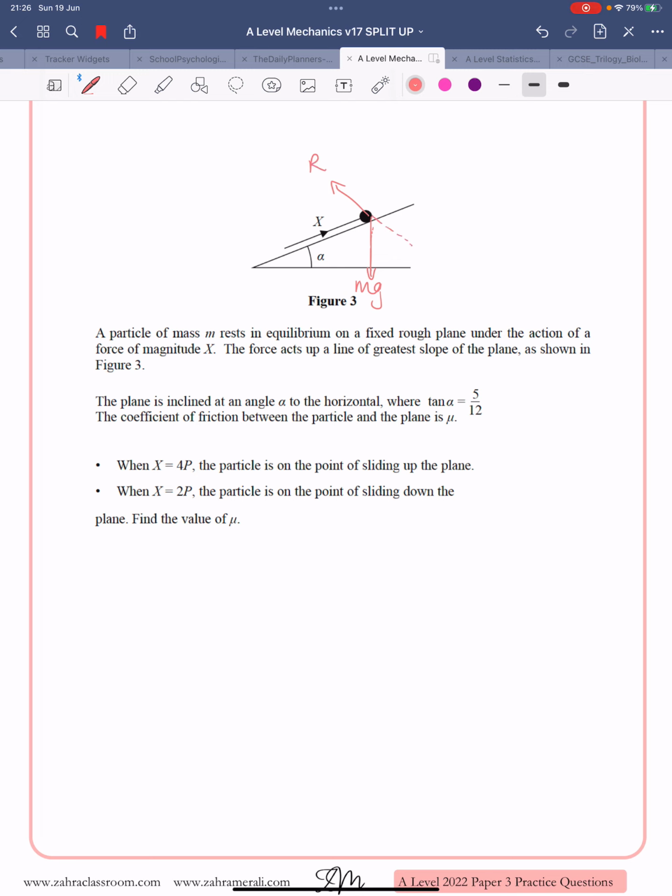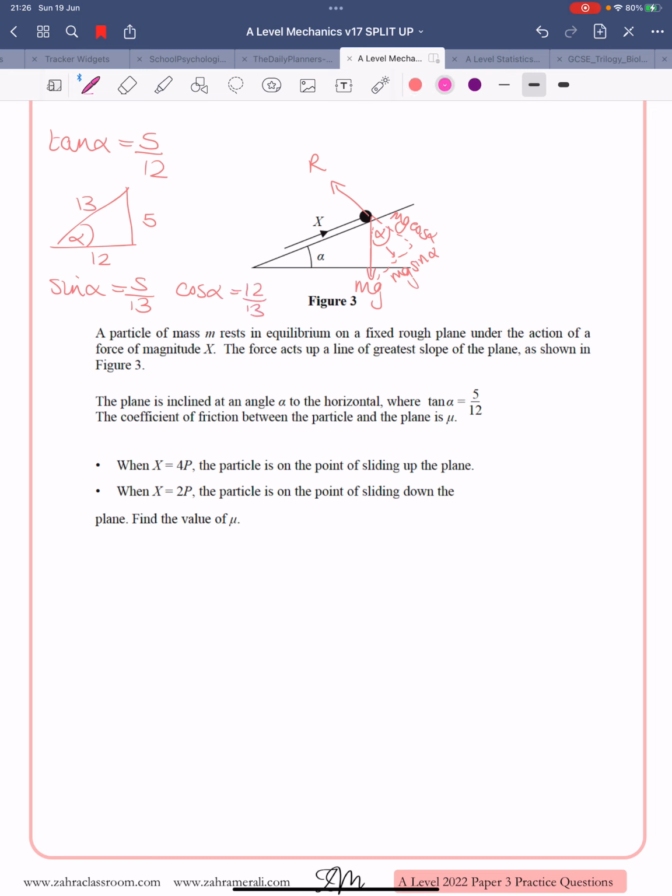That mg we can resolve, so if that's alpha, we'll have mg sin alpha, because this is opposite, and mg cos alpha. Also, you're always going to get sine down the slope. So down slope is sine. We're told tan alpha is 5/12. So if I draw my triangle, that's my opposite and my adjacent. So sin alpha will be 5/13 and cos alpha will be 12/13.